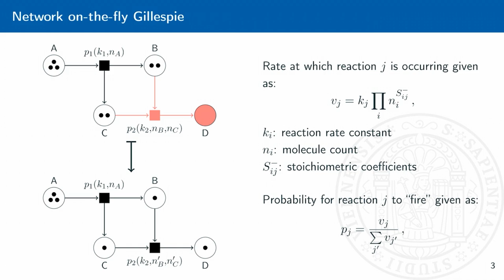However, due to the rule-based nature of MØD, it is possible that the network is not defined a priori, but rather expanded or explored through the consecutive application of reaction rules. This is indicated on the slides by the red part of the network. The term network-on-the-fly Gillespie simulation is therefore often used.